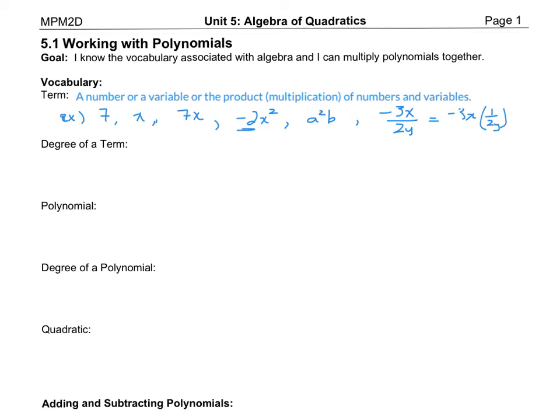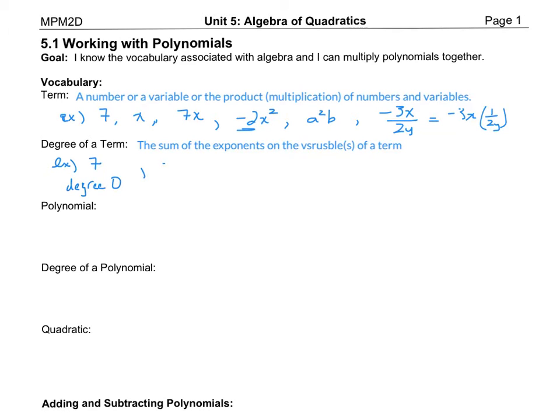Now when we talk about the degree of the term, we're going to look at the variable part of the term. And when we look at the variable part, we're looking at the sum of the exponents on the variables. So a degree is just the sum of the exponents on the variables of a term. So for example, if I have 7, there are no variables on that. This is a degree of 0 because there are no variables. It is one term, but there's no variable in there, so its exponent would have to be a 0.